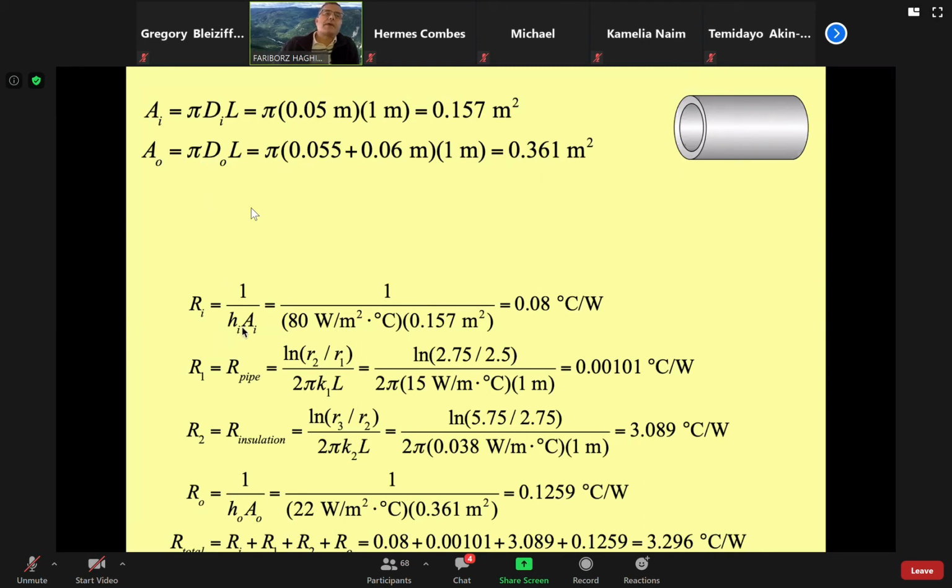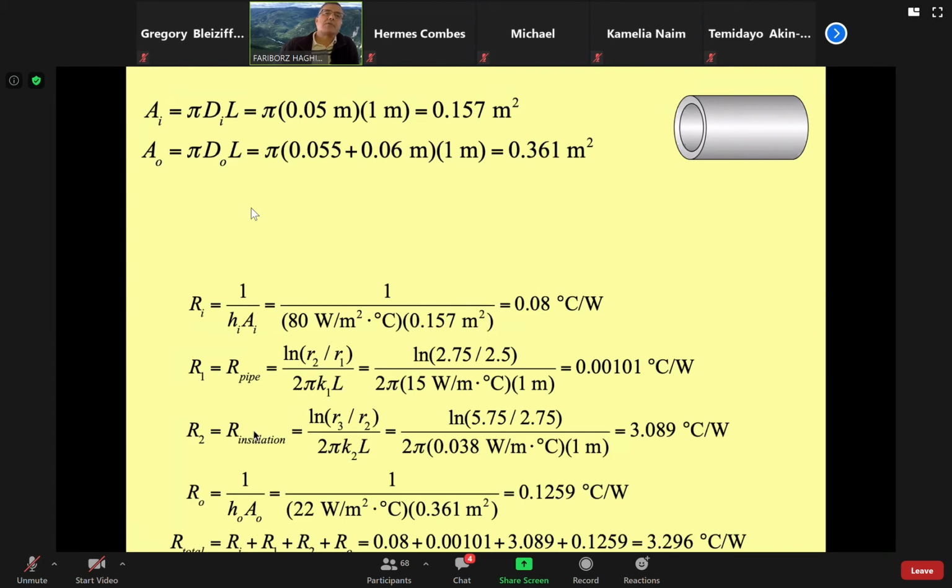We go back and calculate. First, we are trying to calculate the convective heat transfer for the inside. Therefore, that becomes Hi times Ai. This is the area that the fluid is in contact with the interior surface of the pipe. We have h, we have the surface area, we can calculate.